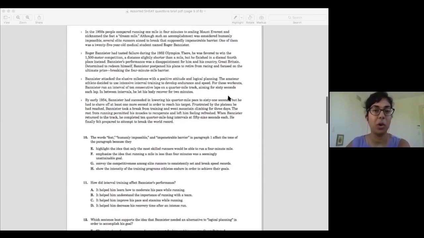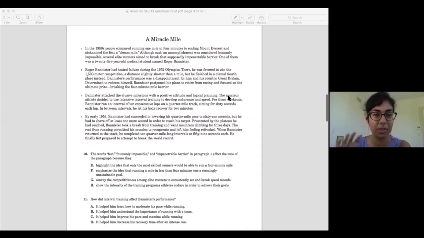So we go back up, we locate, where are they talking about interval training? So I'm scanning, interval training, paragraph 3, right? Bannister attacked the elusive milestone with positive attitude and logical planning. The amateur athlete decided to use intensive interval training to develop endurance and speed. For these workouts, he ran an interval of blah, blah, blah, and then it talks about what interval training involved, right? The actual process. But the question asks, how did it affect his performance? So I'm going to read on a little bit because they don't quite get to that here, right?